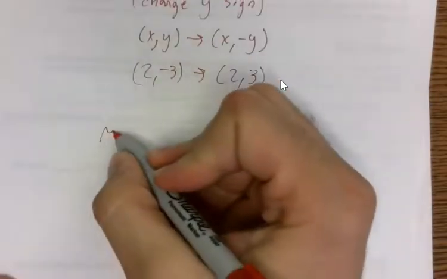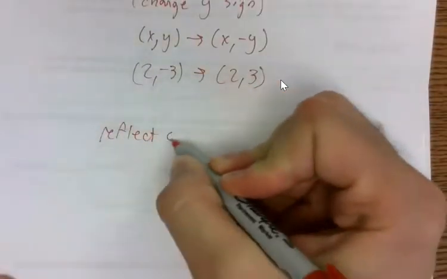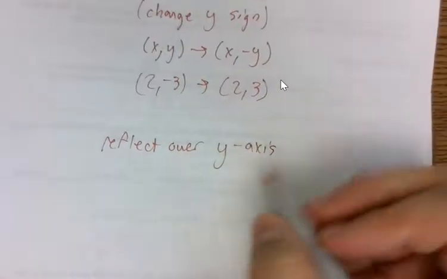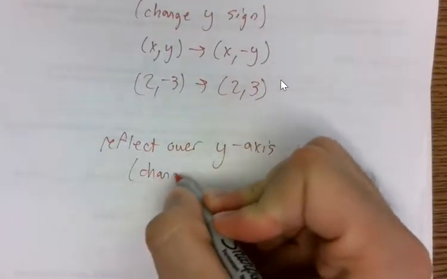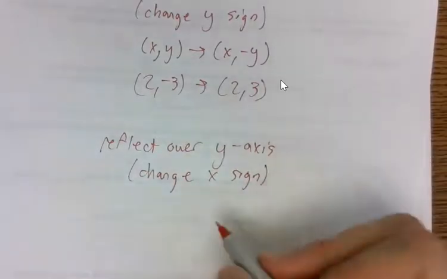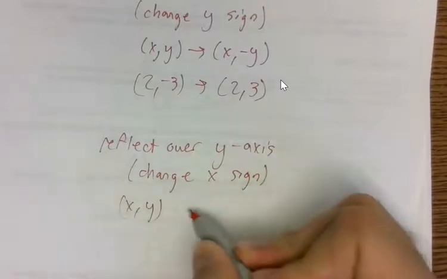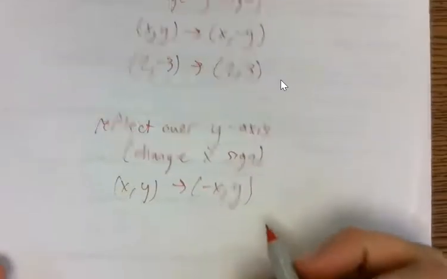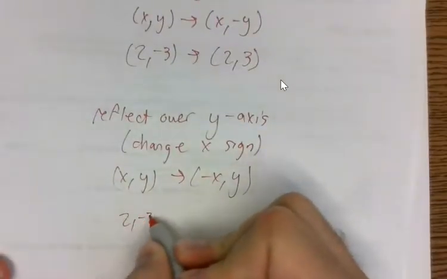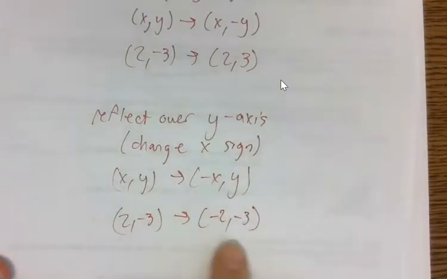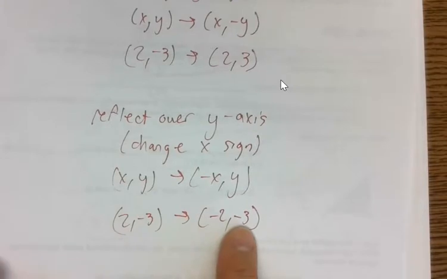If I reflect over the y-axis, you change the x sign. So what that means is (x, y) becomes (negative x, y). An example of that would be (2, negative 3) becomes (negative 2, negative 3). So again, notice the 2 changed its sign, the negative 3 did not change. Okay, so that's just a quick review.